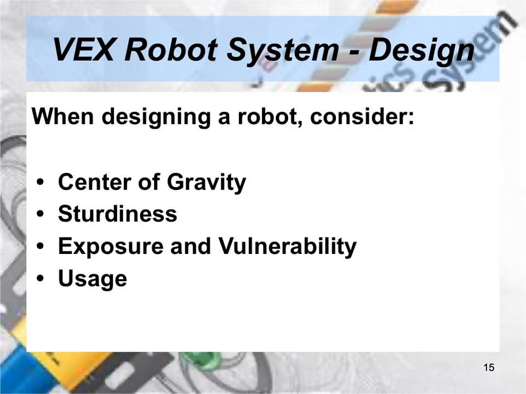Ultimately, there's a lot of things to consider when designing a robot. The four things that we talked about today were center of gravity, sturdiness, exposure and vulnerability, and usage. We also discussed how a sketch can help you communicate your ideas for the best robot. So again, what is the best design for a robot? Well, the best design for the robot is a robot that does the task it's been designed to do.